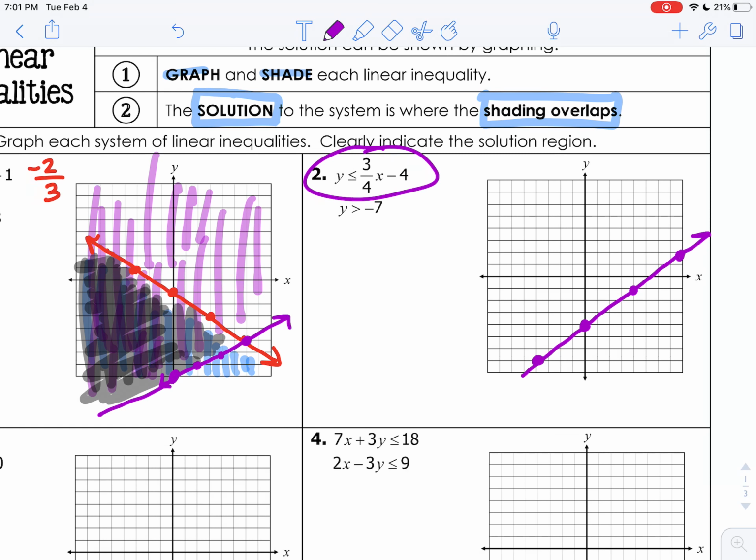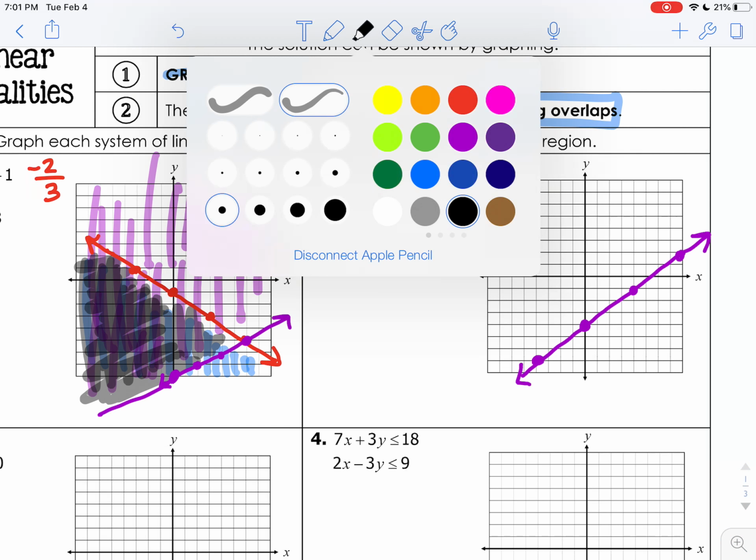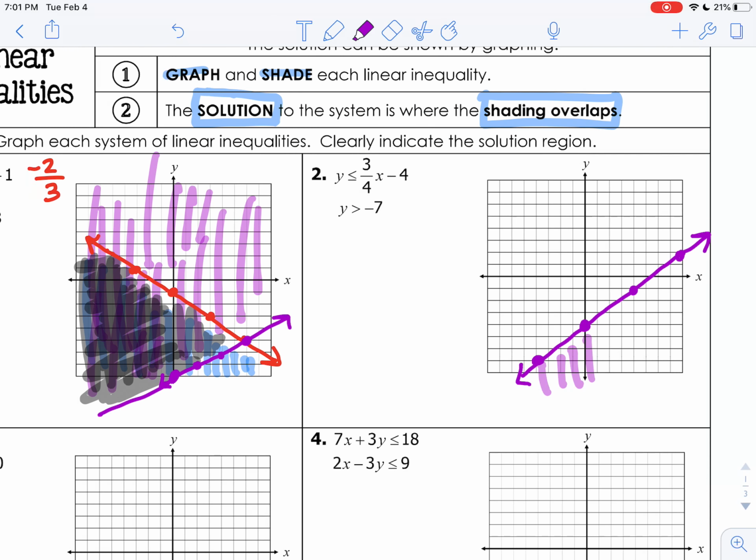And then because it's less than or equal to, we're going to draw a solid line. That sign also tells us to shade below. So we're going to shade this way.